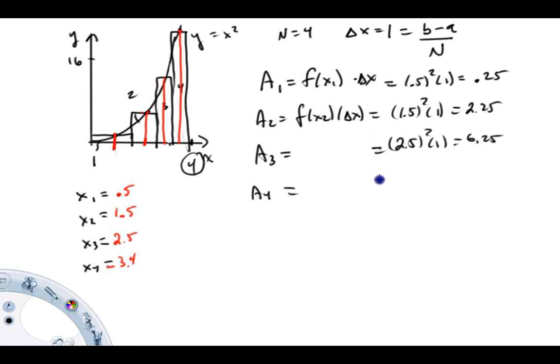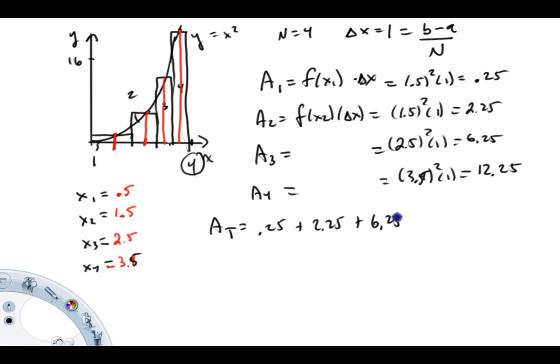Area 4 is going to equal 3.4 squared times 1. I'm sorry, 3.5 squared. That was supposed to be a 5. 3.5 squared times 1. What's it come to? Thank you, 12.25. The total area we would get by summing these up. So that's going to be 0.25 plus 2.25 plus 6.25 plus 12.25, which equals, would somebody please just run that? What's it come to? Which is about 20, which is 21, I guess. So the area bound under this curve should be approximately 21.